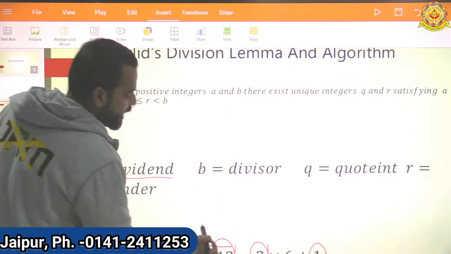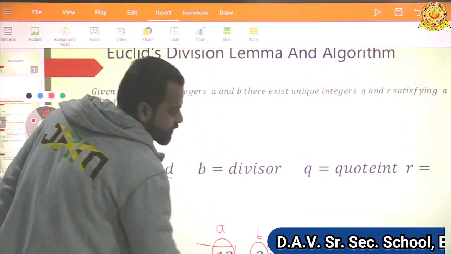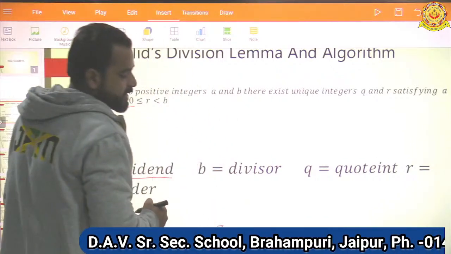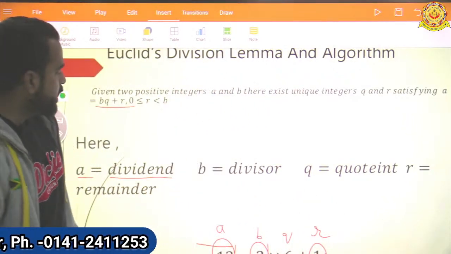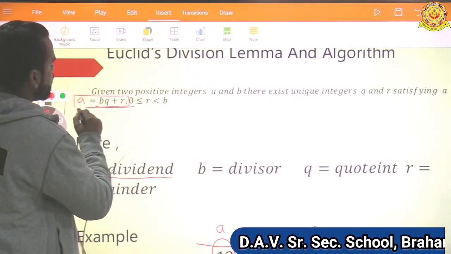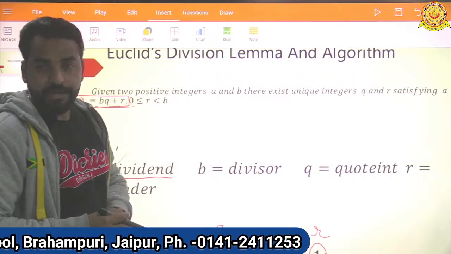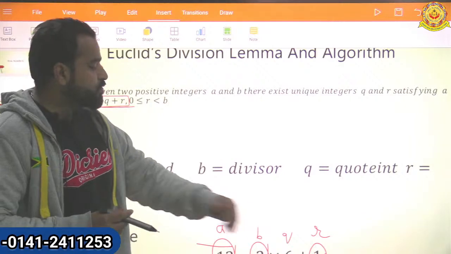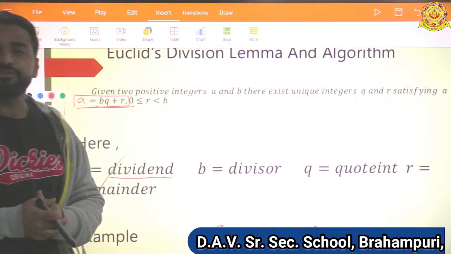That means in this condition, if A is equal to 13 and B is equal to 6, then Q will be 6 here and the remainder will be 1. So it is satisfying this equation, A is equal to BQ plus R, where the R value can be 0 or greater than 0 but less than B. So 13 is equal to 2 into 6 plus 1. This is called the Euclid division algorithm.